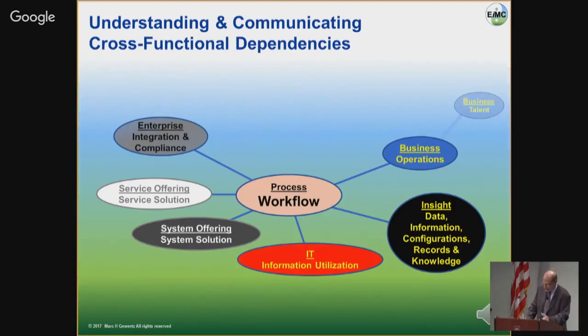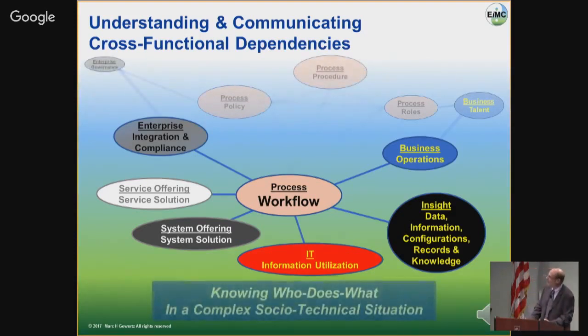In addition, there are second degree of separation functionalities reaching out to, for example, the talent by driving an associated need for training. The details of talent training is related to the details of process roles, which reach back to process, workflow, policy, and procedure, and reach out to enterprise governance and possibly beyond.